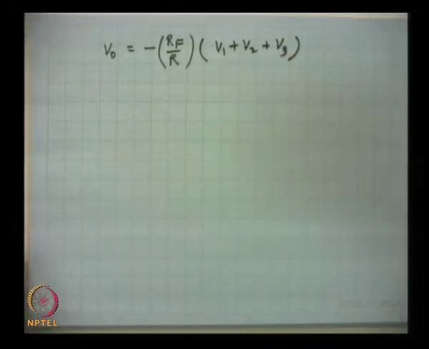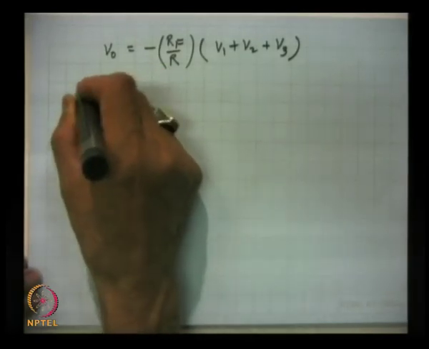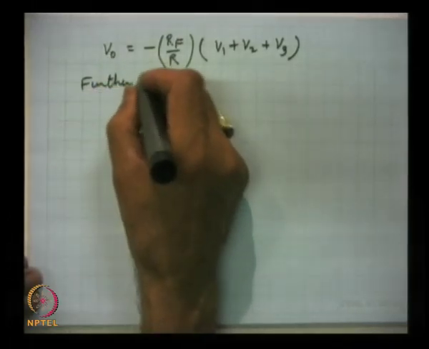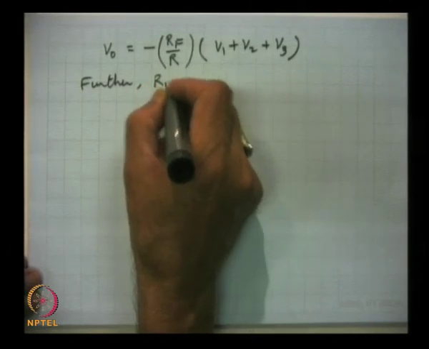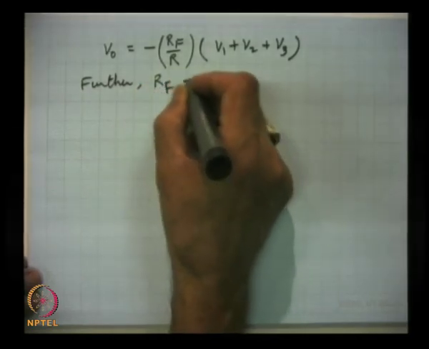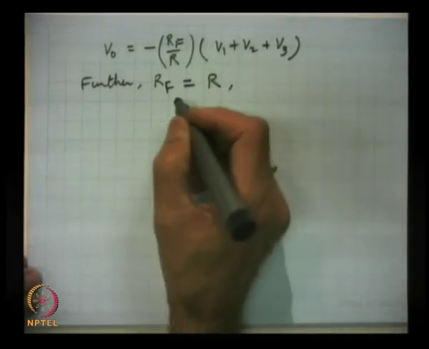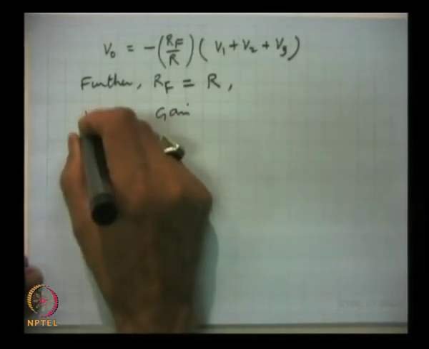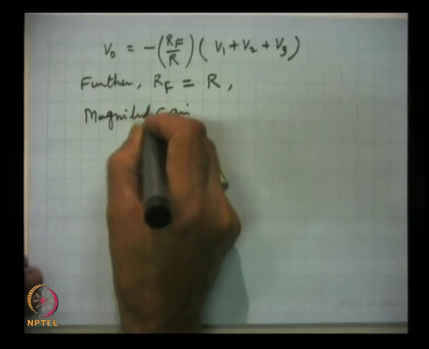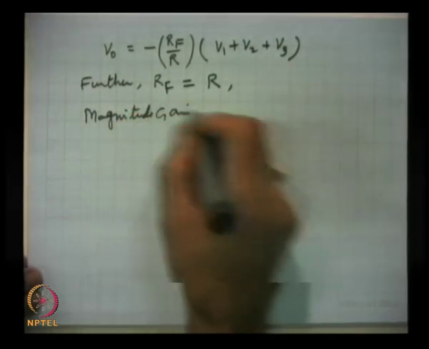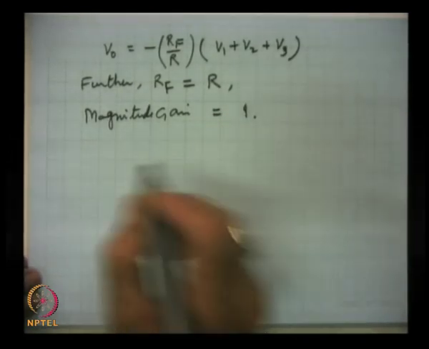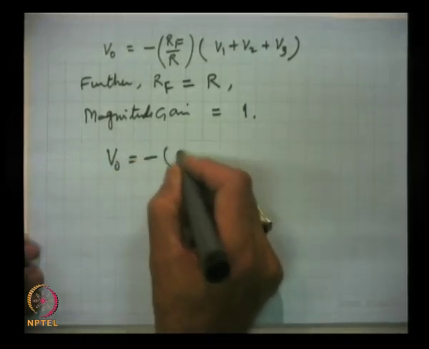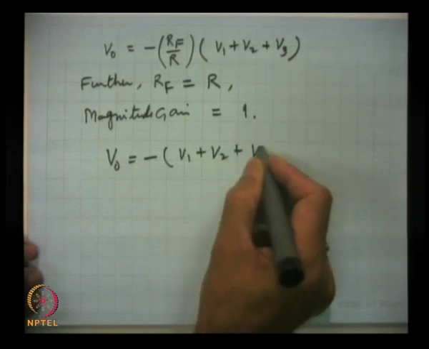If further we choose Rf, this gain, as 1, so Rf is taken equal to R, then the magnitude of gain is equal to 1, and in that case this term will be 1 and V0 is simply minus V1 plus V2 plus V3.